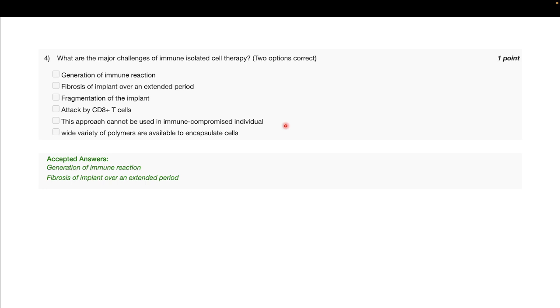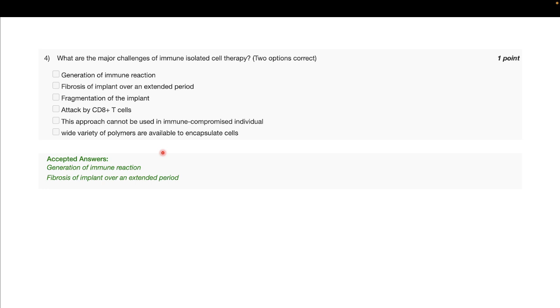The correct answer is option 1 and 2. Generation of immune reaction and fibrosis of implant over an extended period. So these are the main challenges for an immune isolated cell therapy. Now, why this makes sense is because even after isolating your cells from the immune system, there are chances that it could lead to an immune reaction.